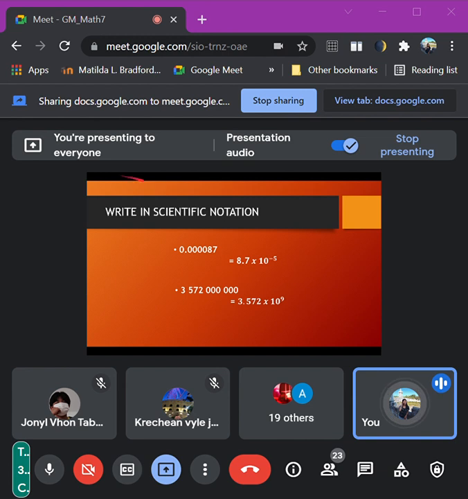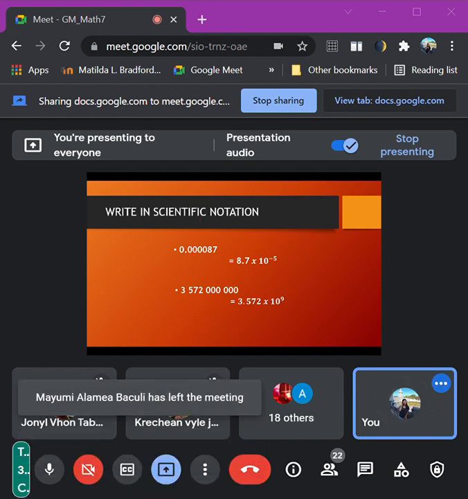So, we have here our given example. Di ba, we said in step 1 earlier that there should be at least one non-zero digit to the left. Okay? At least one non-zero digit to the left. So the decimal point, class, we will move it. And then what must remain is one non-zero digit, meaning any of 1, 2, 3, 4, 5, 6, up to 9. Okay? So, we will move it.